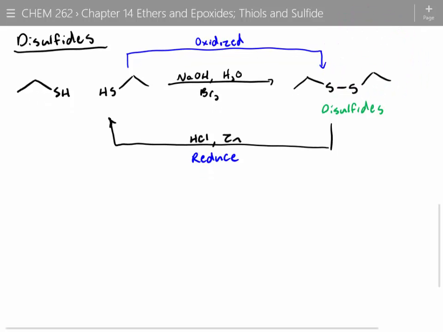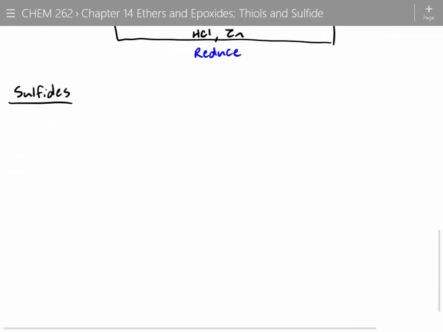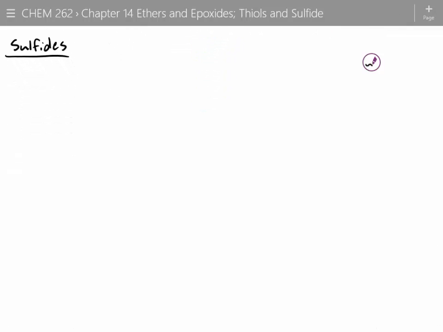They're very similar. So a disulfide has two sulfurs in a row. A sulfide only has one. It's the sulfur equivalent of ethers. And if we want to prepare these, we use the same reactions that we use for ethers.